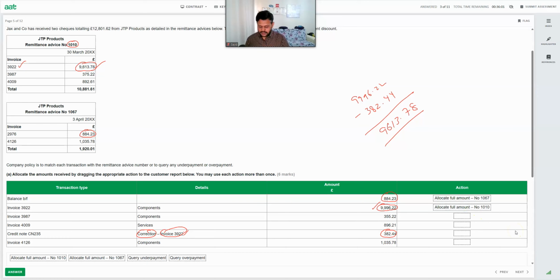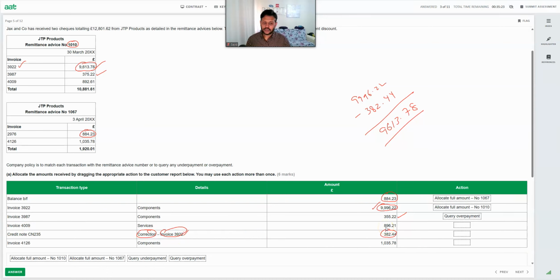And the next one we have here, invoice 3987. I can say we have here 375, but my record is 355. So it looks like they overpaid, and there is no more credit note or debit note, so I'll say the overpaid. So I'm going to say query for overpayment. I need to make an inquiry why they paid more. The next one we have here, invoice number 4009.